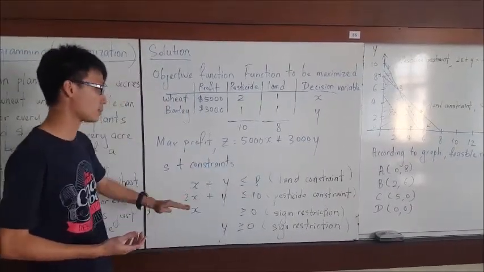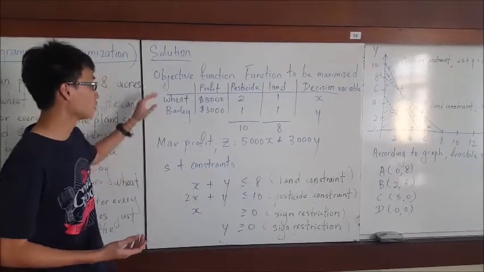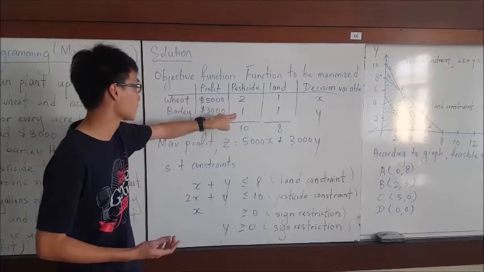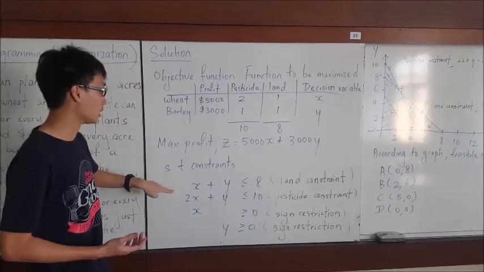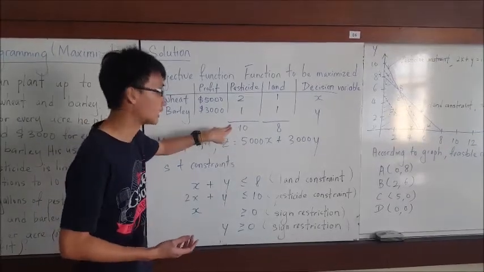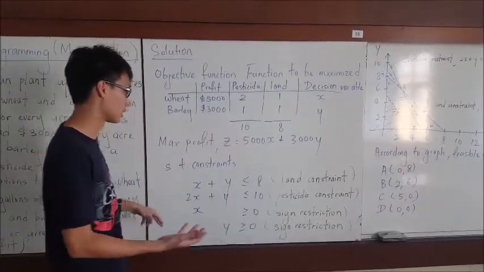So the second constraint is the pesticide constraint. For every one acre of land of wheat, you need 2 gallons of pesticide, or 1 gallon of pesticide for one acre of barley, which is why we have 2x plus y has to be less than or equal to 10 gallons of pesticide, as we have set as a constraint.